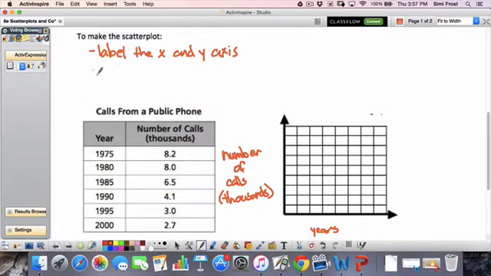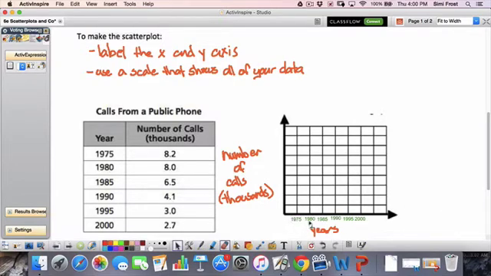Okay, then you also want to make sure that you use a scale that shows all of your data. So if we're starting in the year 1975 and we need to get to 2000, we probably don't want to go by single years. We don't want to say 1975, 1976, 1977, 1978, 1979, because we will never get to 2000 on the graph that I've given you. So use a scale that's going to make it so you can graph all your points. I'm going to go by fives here. So 1975, 1980, 1985, 1990, and so on.